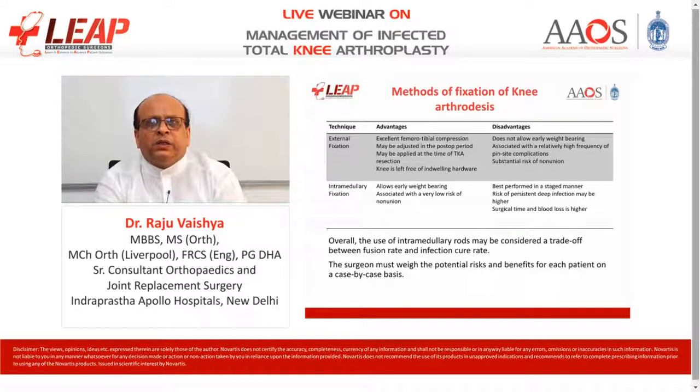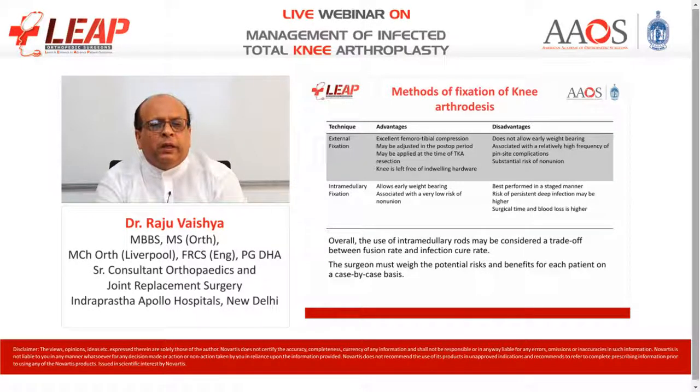The disadvantages of external fixation, however, include that it does not allow early weight bearing. These are associated with a relatively high frequency of pin site complications, and there is substantial risk of non-union. Several people have reported union rates to the tune of 60 to 65% only, even using a ring fixator like Ilizarov.